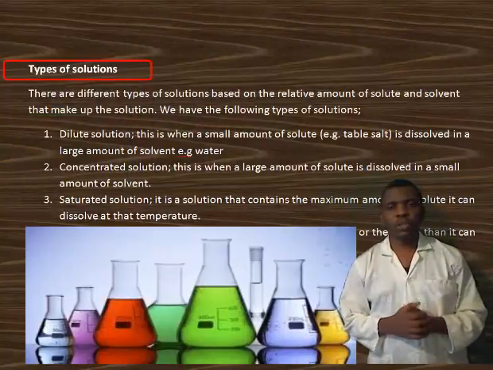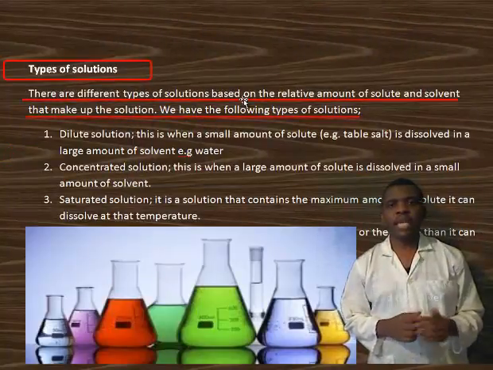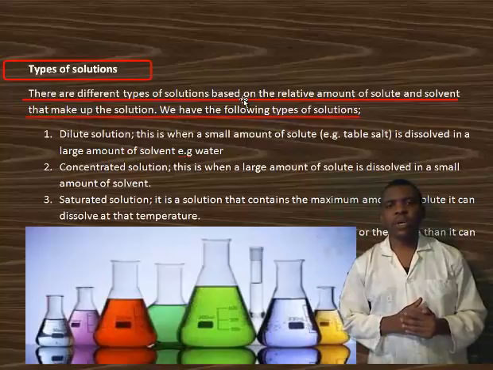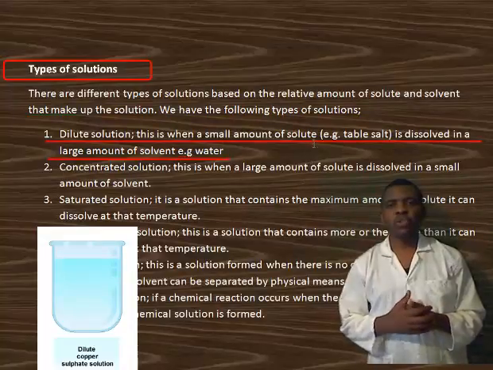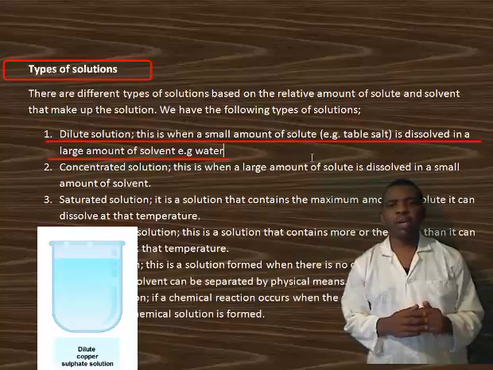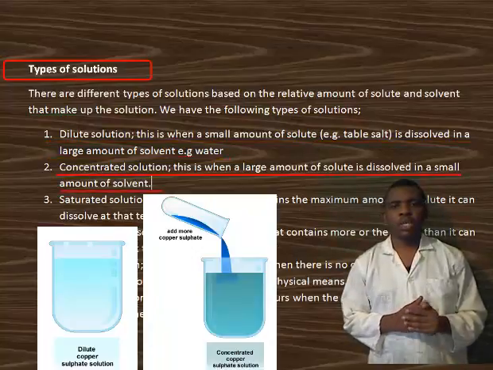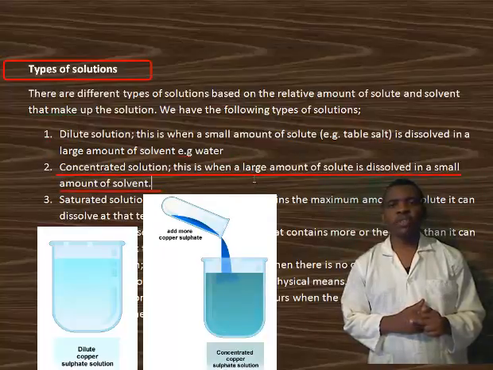Types of solutions. There are many different types of solutions based on the relative amount of solute and solvent that make up the solution. We have the following types of solutions. 1. Dilute solution. This is when a small amount of solute, example table salt, is dissolved in a large amount of solvent, example water. Concentrated solution. This is when a large amount of solute is dissolved in a small amount of solvent.